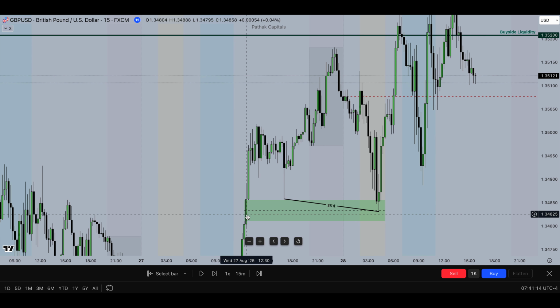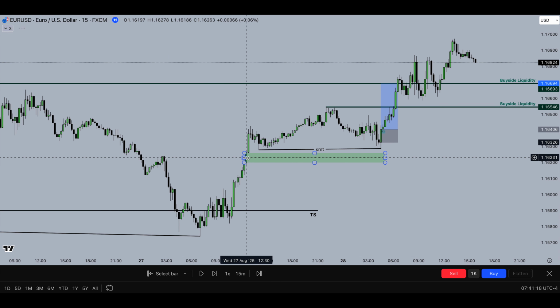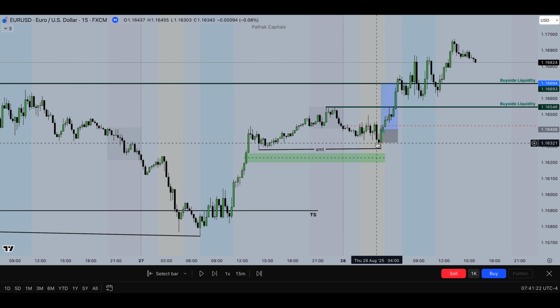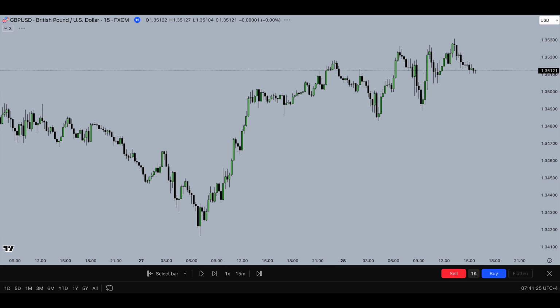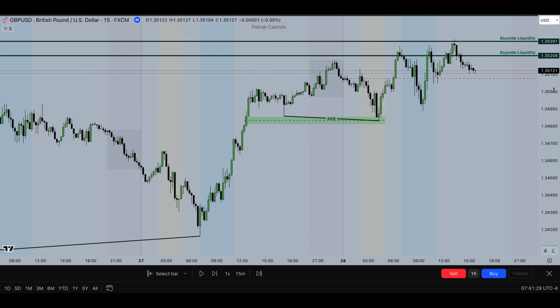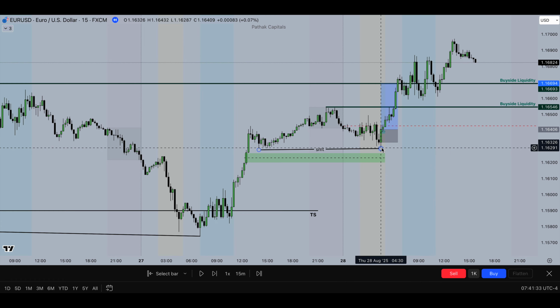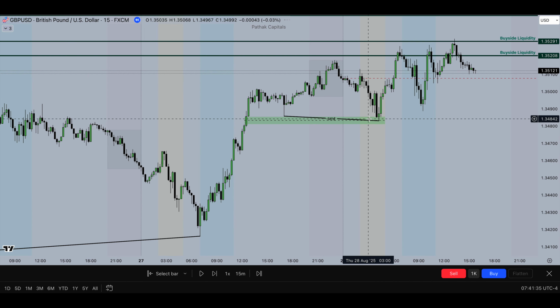As you can see, that's 27th of August, 12:30, and in EU, that was 27th of August, 12:30. So this M15 fair value gap wasn't filled by EU, but it was filled by GU. And because of this SMT right here, I came to a conclusion that EU is the stronger pair, whereas GU isn't.